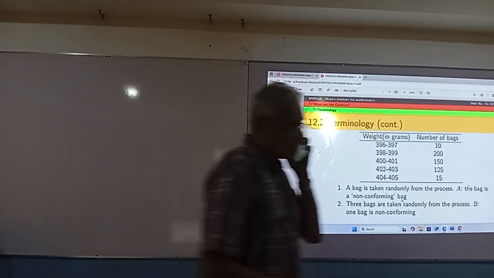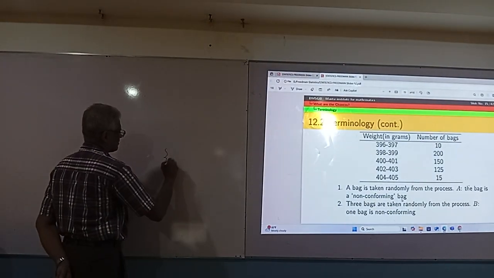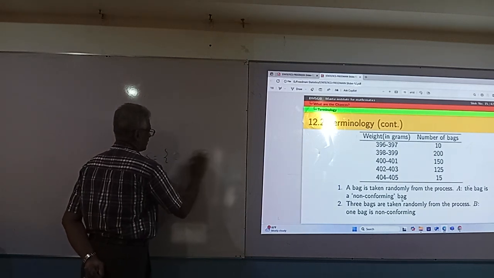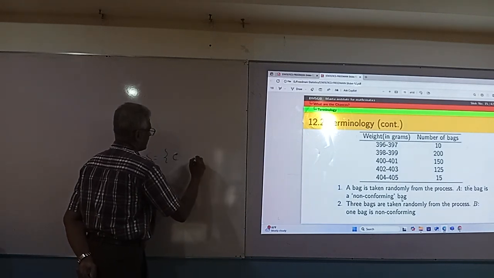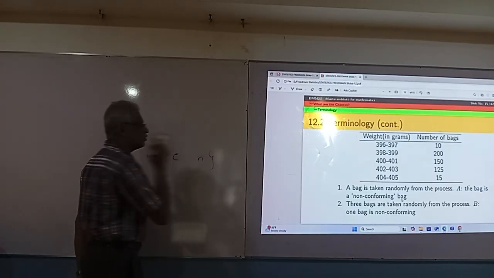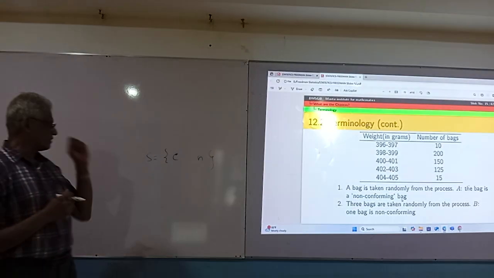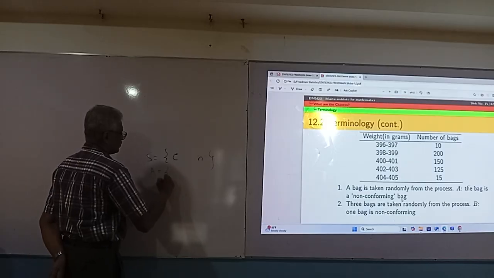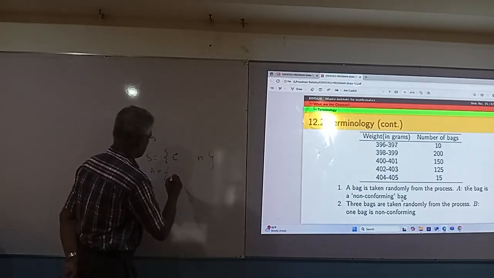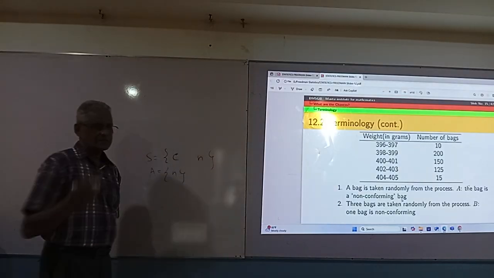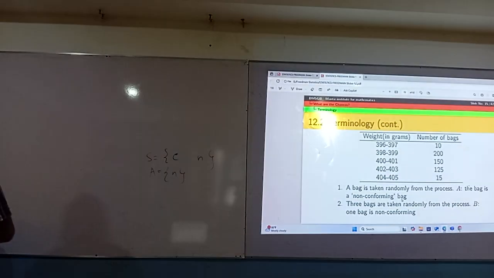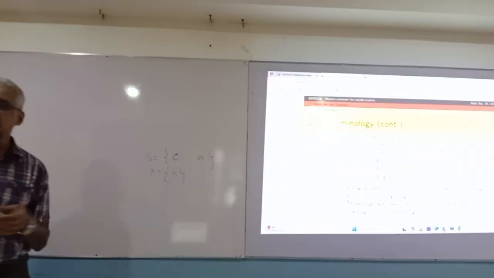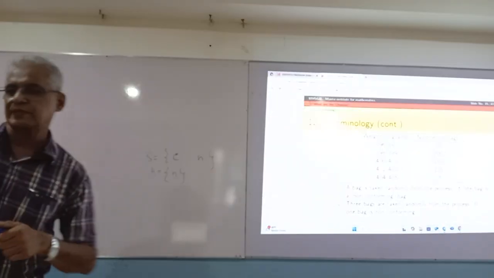Define the sample space as conforming and non-conforming, for example. Any bag is conforming or non-conforming. If you define the sample space like that, you can say A is equal to non-conforming. That is the way to explain it. But of course later we will see that if you define it like that, it's not going to help you to find out the probability.